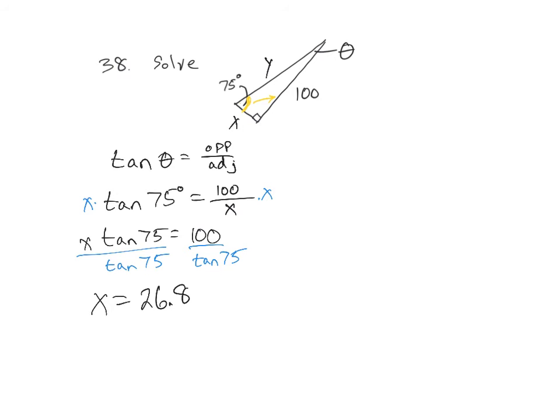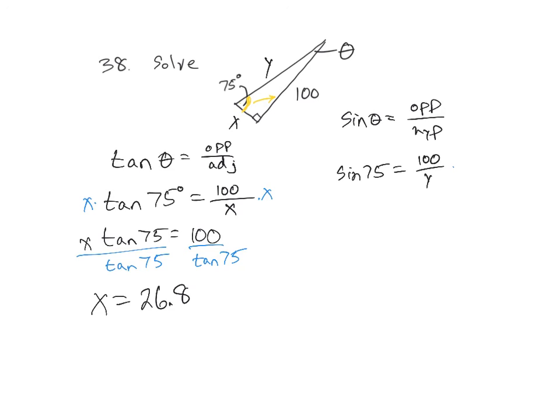So we go back to 75 degrees. And again, we have the 100, which is the opposite leg to 75. And now we want y, which is the hypotenuse. So what uses the opposite leg and hypotenuse? That would be the sine function. So the sine of theta is equal to the opposite over the hypotenuse. And now let's fill everything in. The sine of 75 is equal to the opposite leg, 100, over the hypotenuse, y.